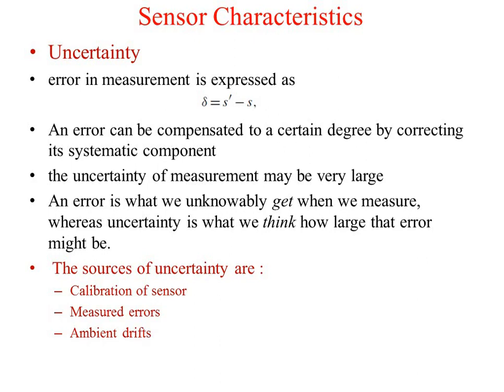What are the sources? So calibration, measured error, ambient drifts. These are the sources of uncertainty. If your device is not calibrated, then you can expect uncertainty. If your measured errors are there and you overlook those errors, that will certainly cause uncertainty. And ambient drifts, if you don't take care of that, that is certainly going to create uncertainty.